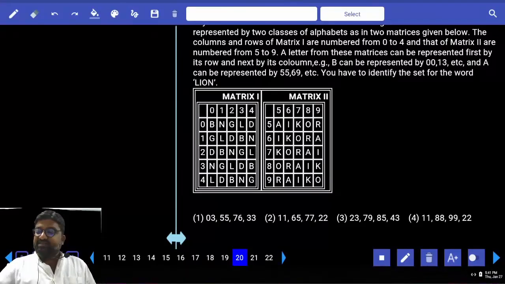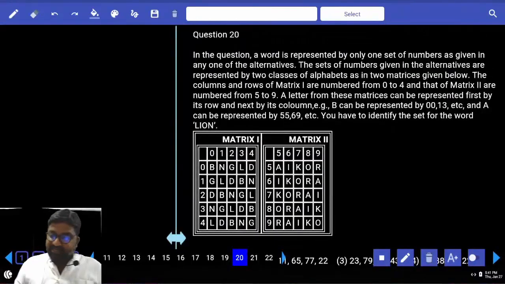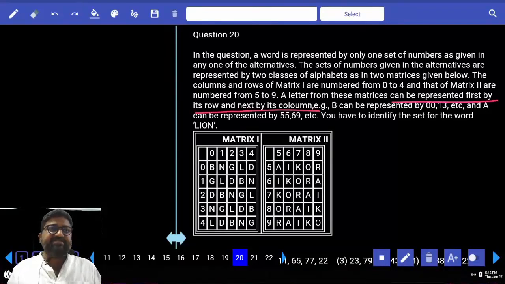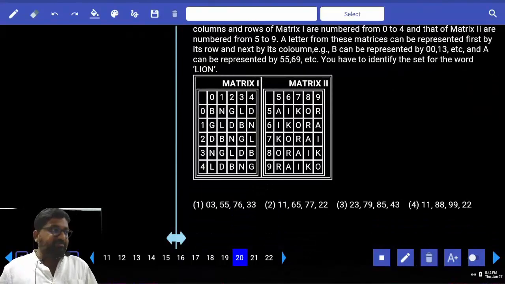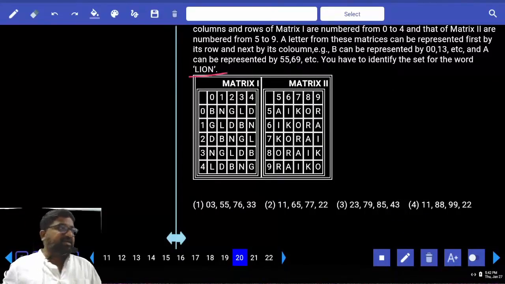You have to see whether they are asking row first and column next, or column first and row next. This is to be known compulsorily, 100%. What is he saying here? Letters from this matrix can be represented first by row, next by its column. First by row, next by its column. And you'll solve these questions only on the basis of options. You're supposed to get the code for the word lion.